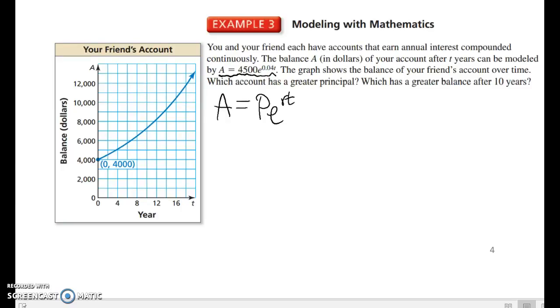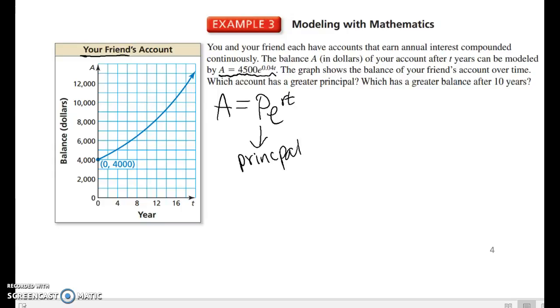That's your account. So the balance A in dollars of your account after t years is modeled by this equation. And then the graph is your friend's account. So it says which account has a greater principal. Remember, the P in the equation is the principal. That's like your starting amount.